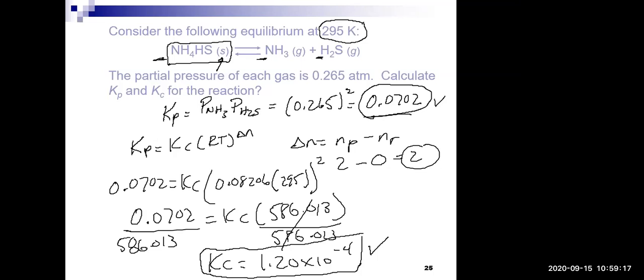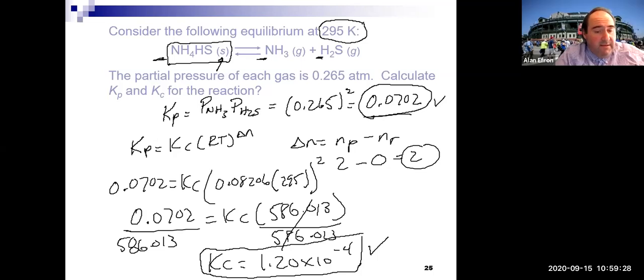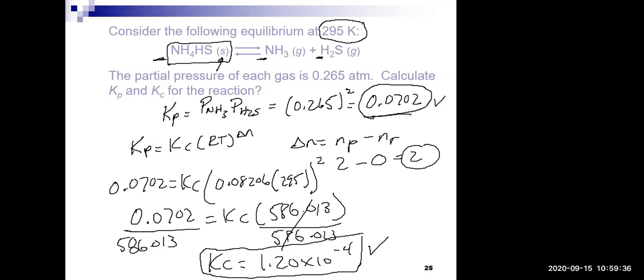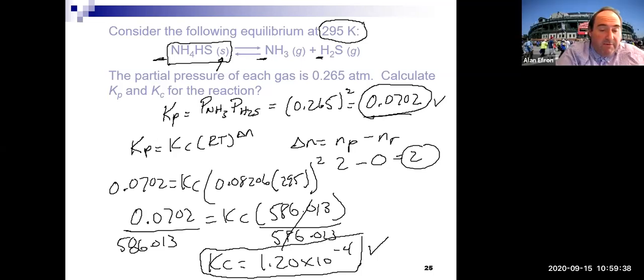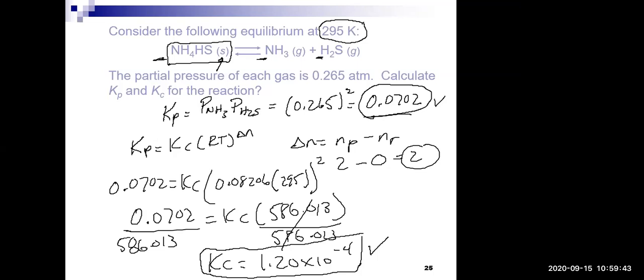Does it matter whether we use the formula and plug the numbers in right away, or we just solve for the variable first and then plug the numbers in? Yeah, it's the same thing. You can do it either way. As long as you can rearrange the equation and solve for KC first, and KC would equal KP divided by RT to the delta N, and then plug in the numbers, that's perfectly fine. Okay. Other questions?